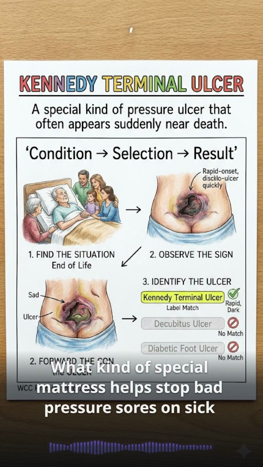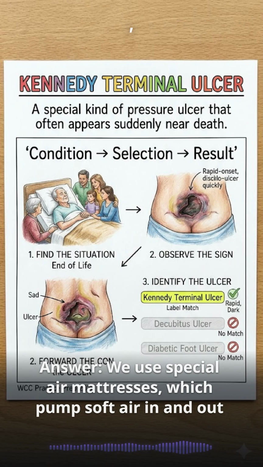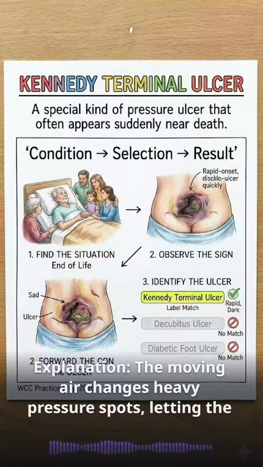96. What kind of special mattress helps stop bad pressure sores on sick patients? We use special air mattresses, which pump soft air in and out all day. The moving air changes heavy pressure spots, letting the fresh blood flow perfectly well.